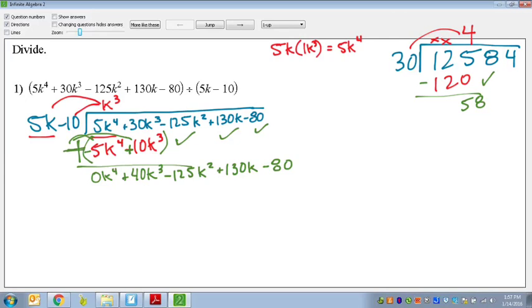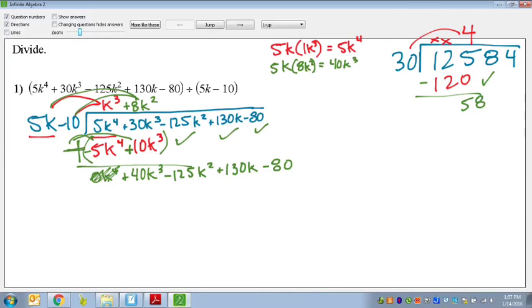All right, 0k to the fourth is eliminated there. And then we have to figure out 5k times something needs to get us to 40k to the third. Well, 5 times 8 gives me 40, and k times k squared gets me to k cubed. So the next term I need is 8k squared. And I'm going to distribute that there.